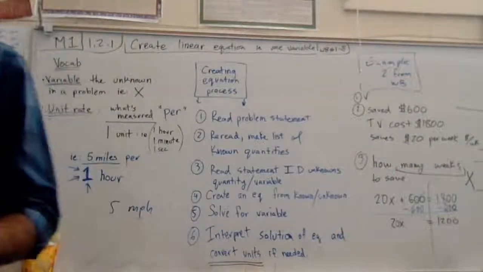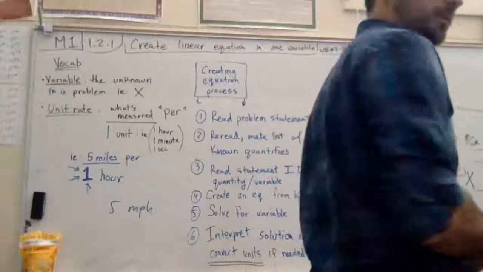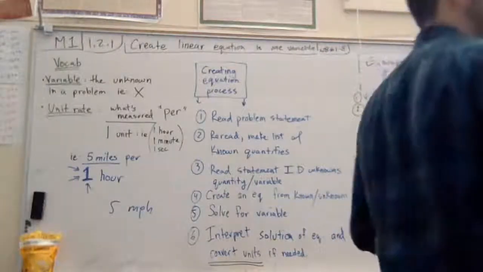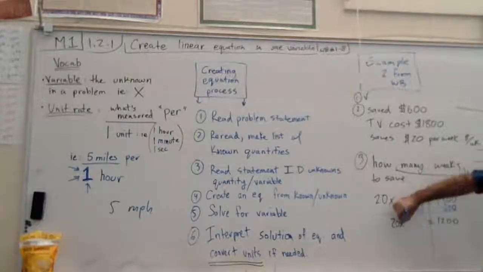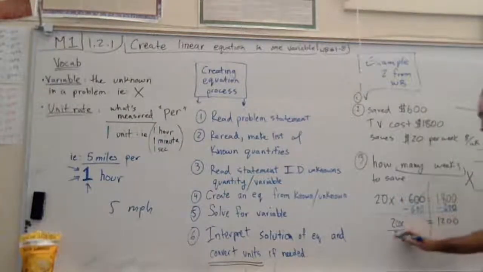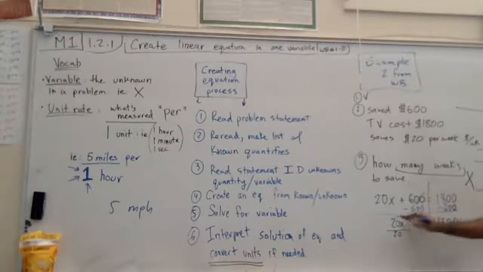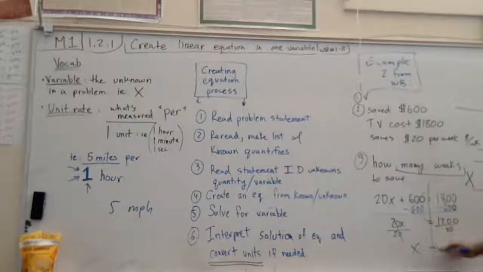Somebody new. Evelyn, begin. Good. It's 20 times x. Divide by 20. We're going to get rid of the 20. What is that? 60. 60 what? Weeks. Good.